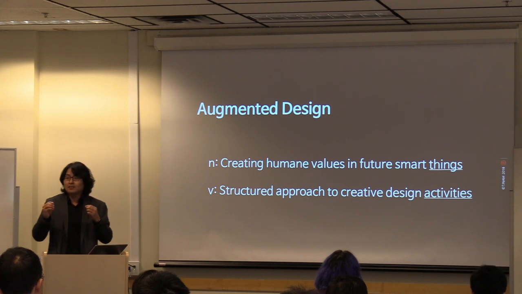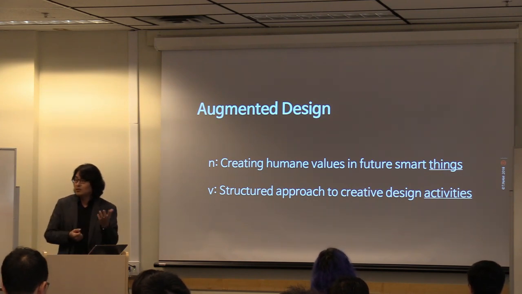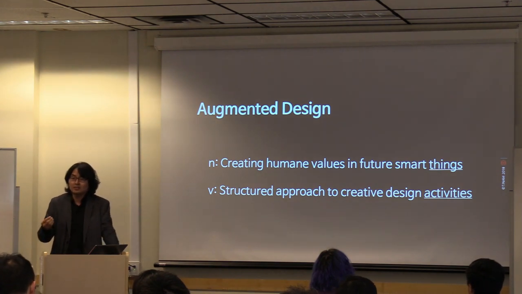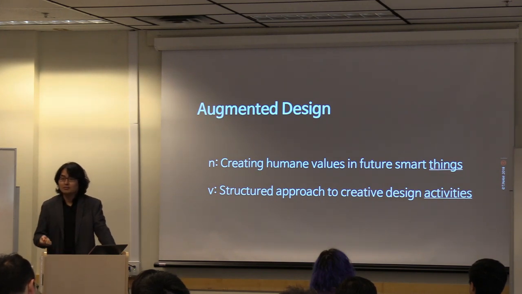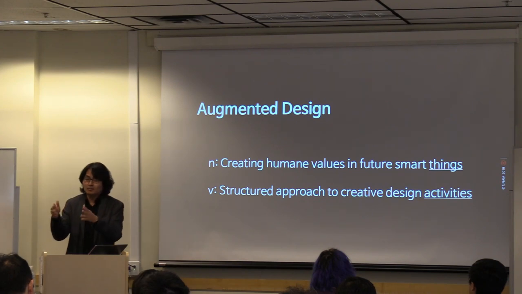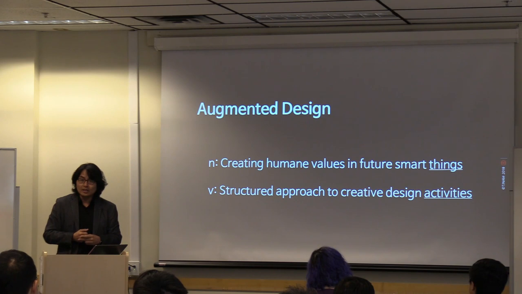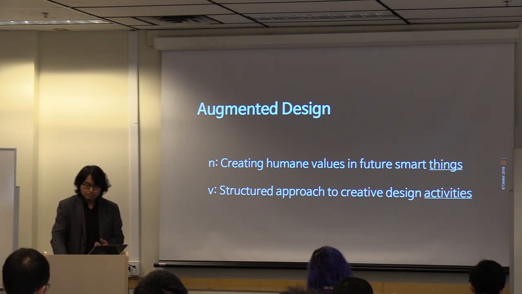So I redefined these two ideas as what I call augmented design. The first part of augmented design is about things, creating human values and future smart things. I put in smart things because the subject matter is mainly about those artifacts. And then secondly, it is about activities. How can we make these activities?